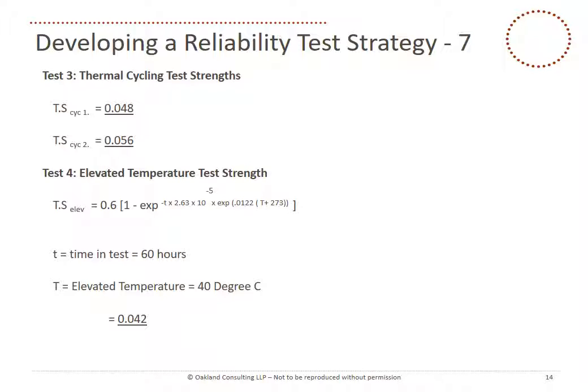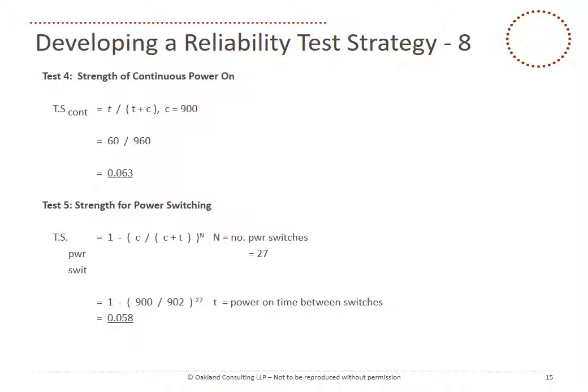T is our elevated temperature, and obviously that gets converted into degrees Kelvin, and when we calculate that it comes out as only 4.2%. So again, fairly low.